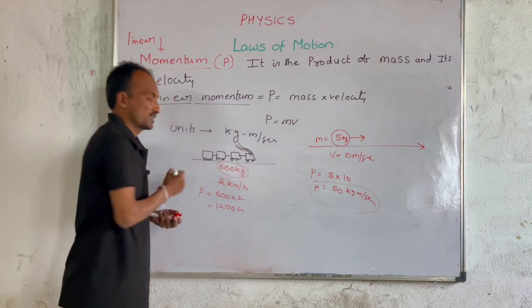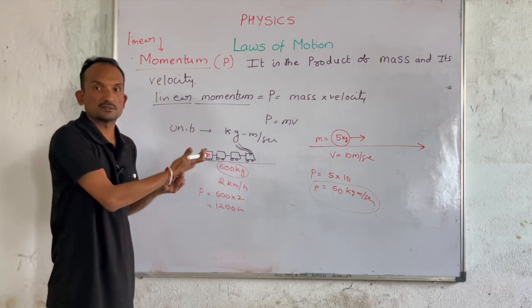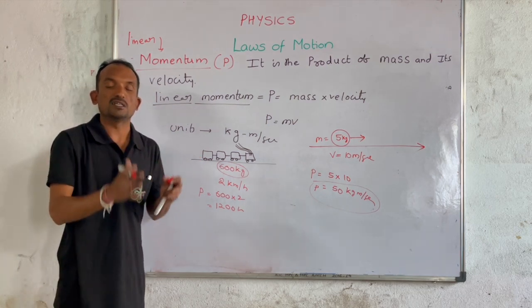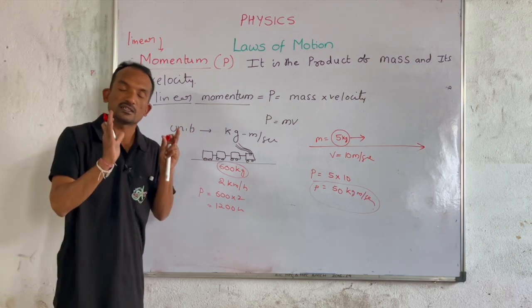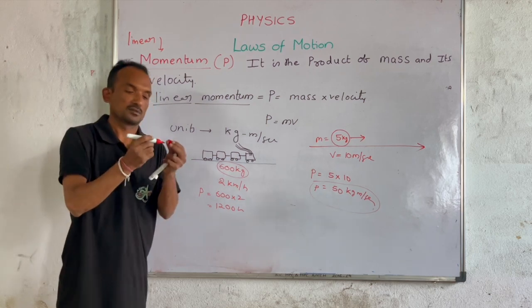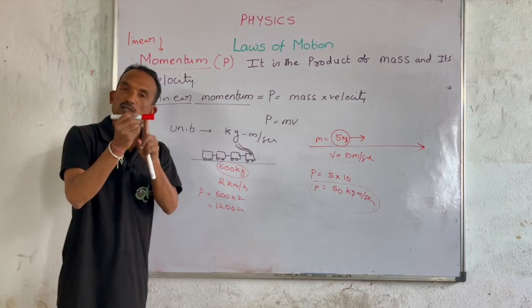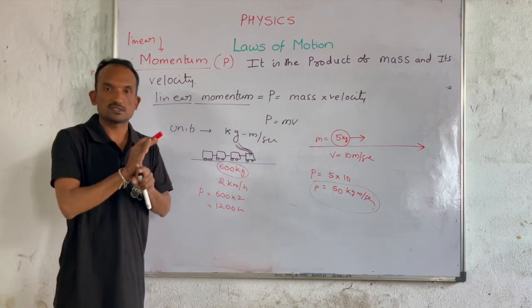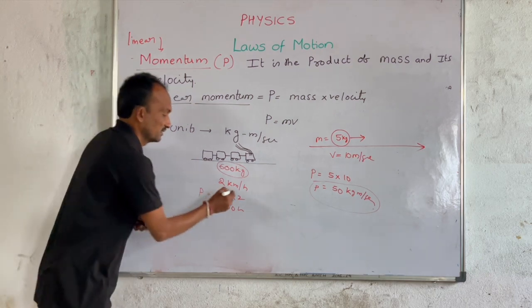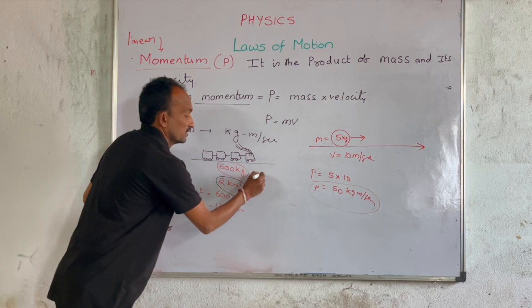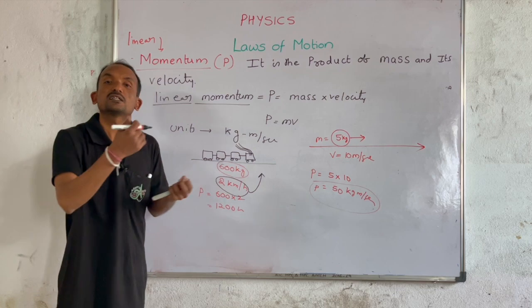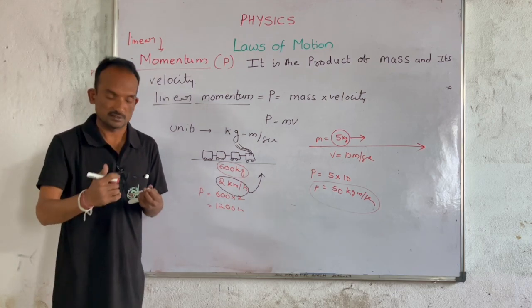Then when will the momentum change? If we increase the mass, momentum also increases, but we don't increase the mass because mass always remains constant. If you take any body, like a marker, the mass of the marker is constant. So mass does not change. But what we increase is only the velocity. If we increase the velocity, the momentum will be increased. If we decrease the velocity, the momentum will be decreased.